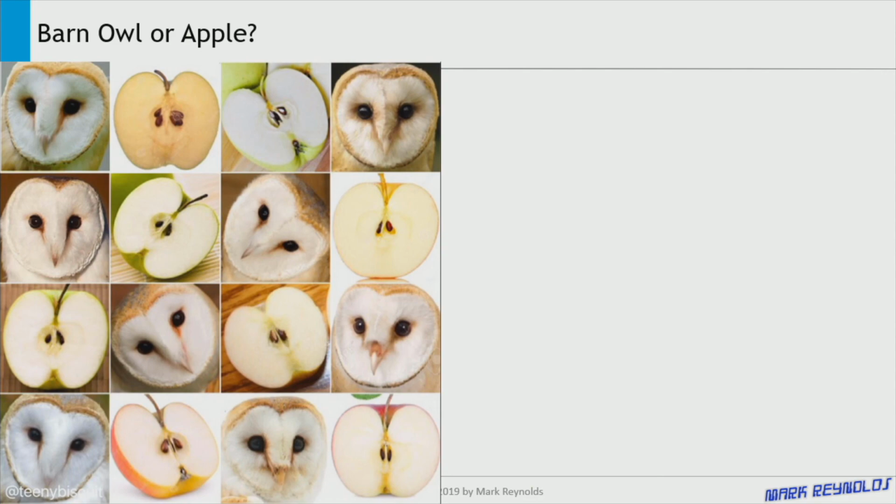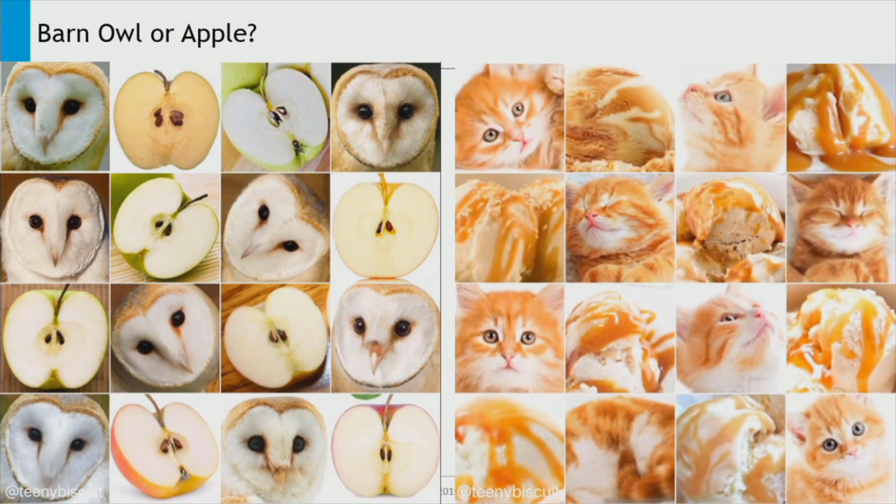A few of those are hard to decide. They are very much. Oh, there's the chicken and the cat. No, that's the, what is that? That's popcorn and ice cream or kitten.